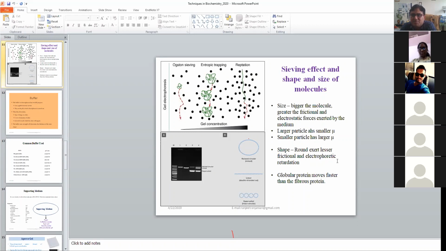Different concentrations have been used here. First one is where low gel concentration has been used, 0.6 to 0.8%. Second, entropic trapping, where a gel concentration of around 1.5% has been used. And third is 2%. Now, if you see the movement of the particles, right?